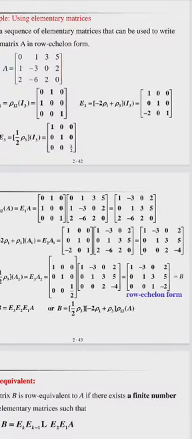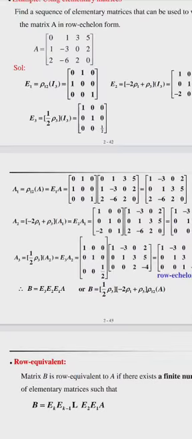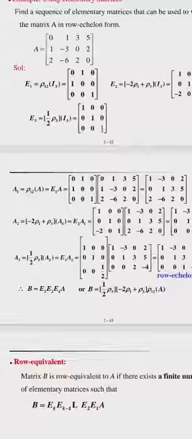Then the A matrix, by a sequence of elementary matrices, gives B equal to E3 into E2 into E1 into A. Or we can write B equal to, where E3 value is 1 by 2 into row 3, E2 value is minus 2 row 1 plus row 3, and E1 value is row 1 2 into A. This is a sequence of elementary matrices.